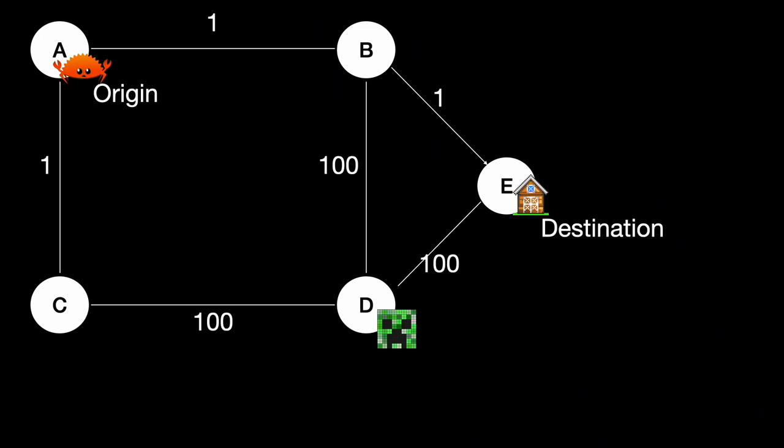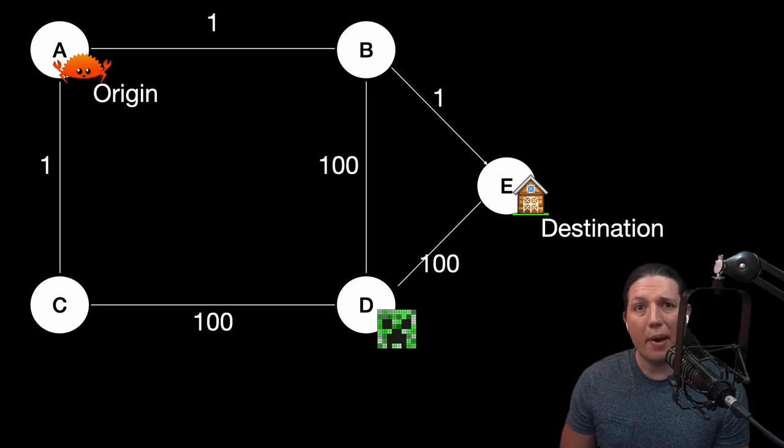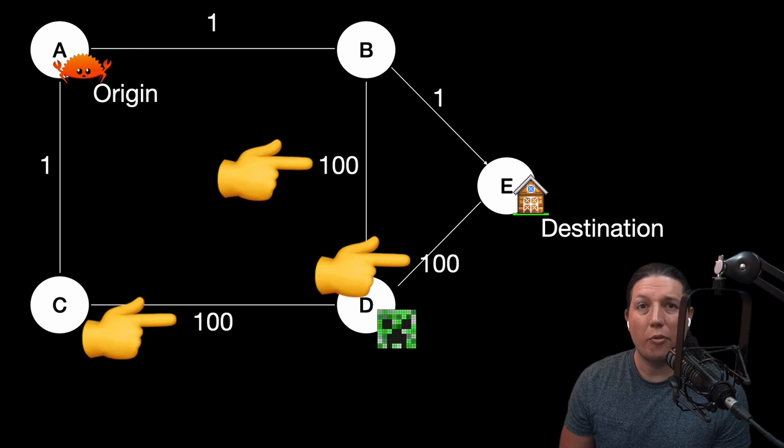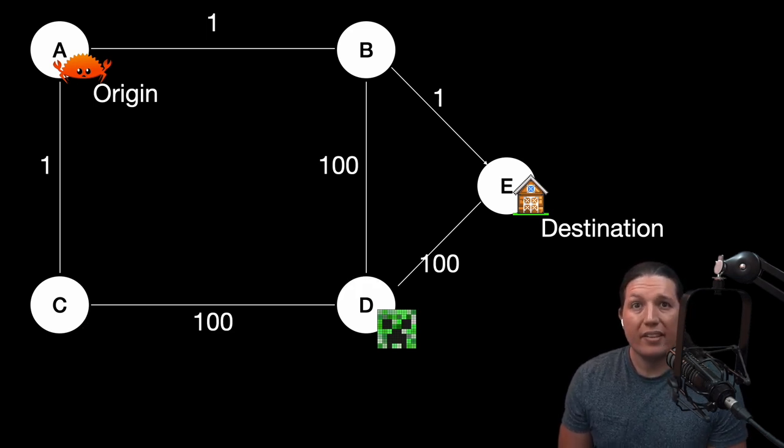This is a sample graph. We want to travel from A to E in the most efficient way. Efficient means finding the path with the lowest cost. Notice how I assigned a weight of 100 to all the edges that connect to the creeper. This is to make sure that Ferris never decides to bump into one of these guys.